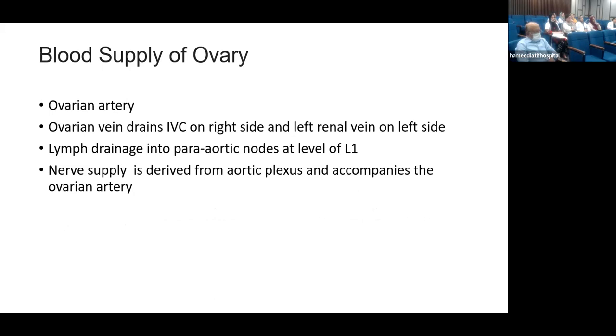The ovary is supplied by the ovarian artery, which is a branch of the abdominal aorta. The ovarian vein drains into the inferior vena cava on the right side and the left renal vein on the left side. The lymphatic drainage of the ovary is to the para-aortic nodes at the level of L1. And its nerve supply is derived from the aortic plexus and it accompanies the ovarian artery.